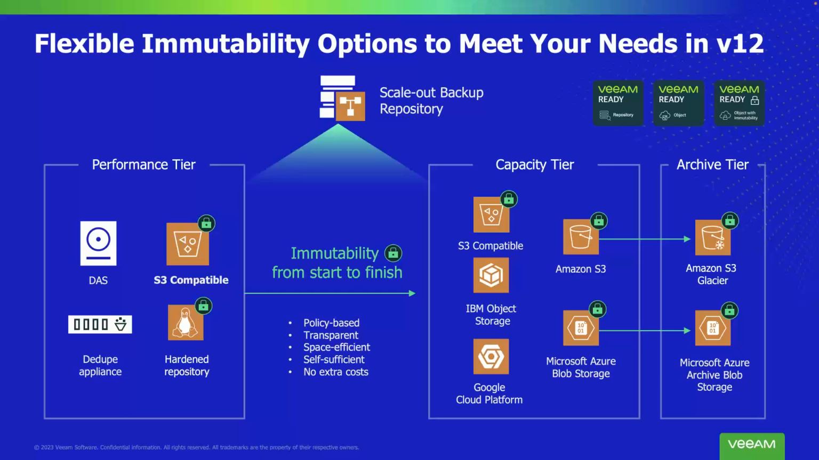So to further protect your data, yet minimize your cost, you can also use the archive tier. If you have compliance data that you need to keep for very long, but you're not going to use it for recovery, you can consider using the archive tier. If you move from Amazon S3 to Amazon S3 Glacier, you can also turn on the immutability capability and store it in the archive tier. The same goes for Microsoft Azure, where you can store your long-term retention compliance data in Azure Archive Blob Storage as well, with immutability turned on.